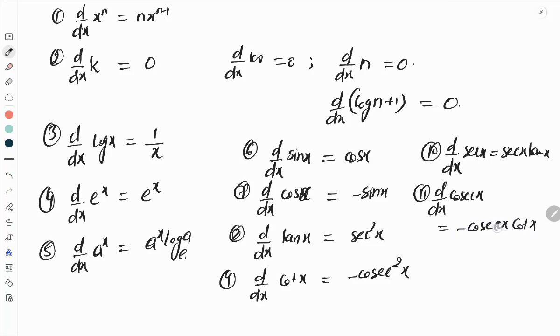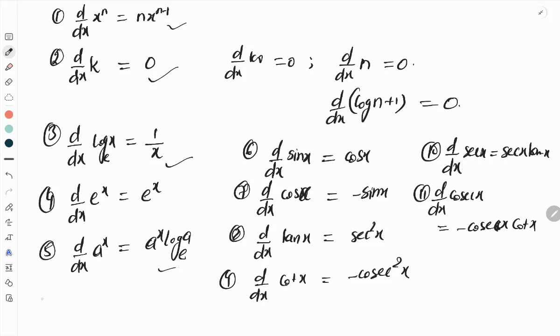If you are thinking you can tackle the question without remembering these formulas, then forget about that. These formulas are very simple and very fundamental formulas of differentiation. At least the differentiation of a constant is 0, log x base e is 1 upon x, and a power x differentiates to a power x log a base e.